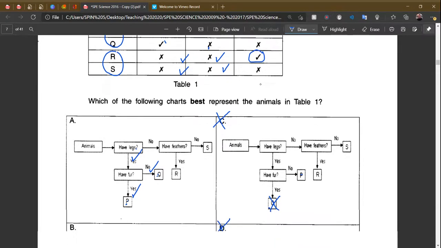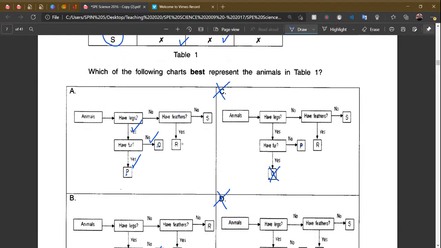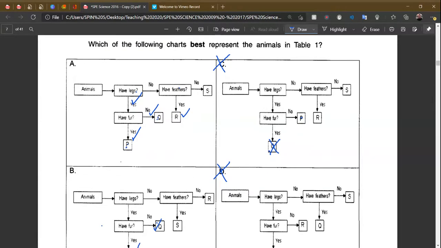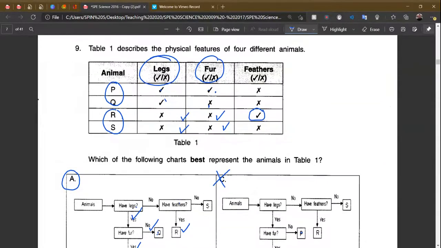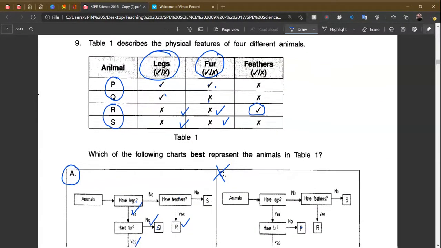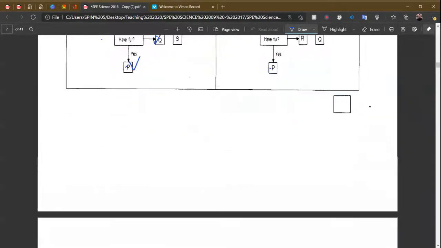So let's have a look. Has feather R? Yes. B? No. So this one is not correct. Therefore, your best answer in this case is A. So you have to spend quite a bit of time referring to the table and checking what the final answer is. Therefore, the answer is A.